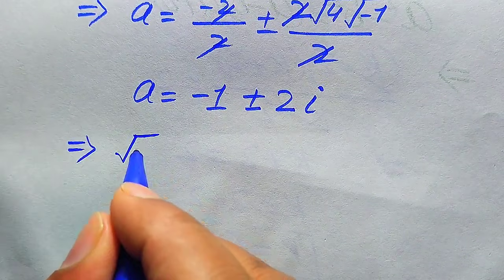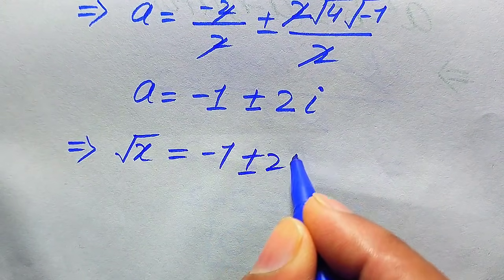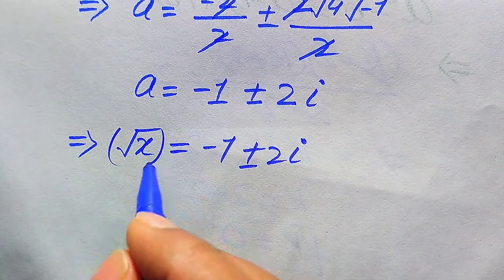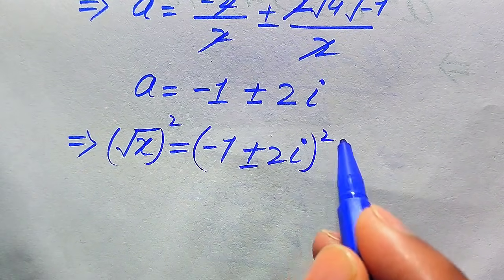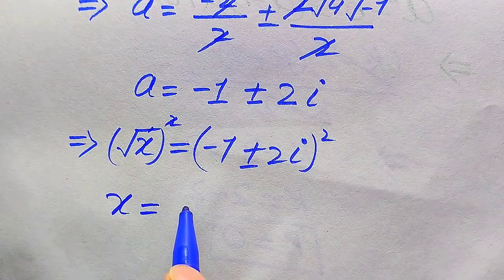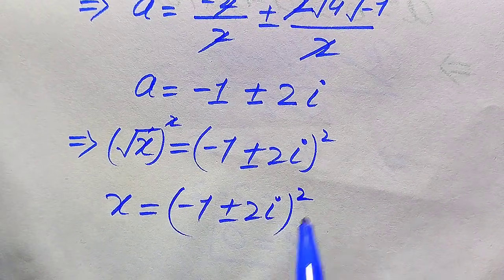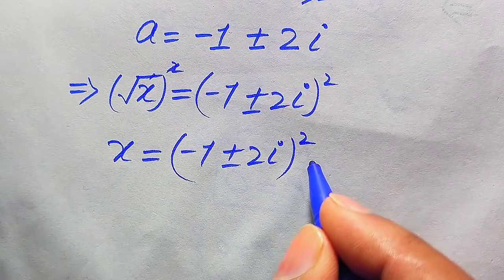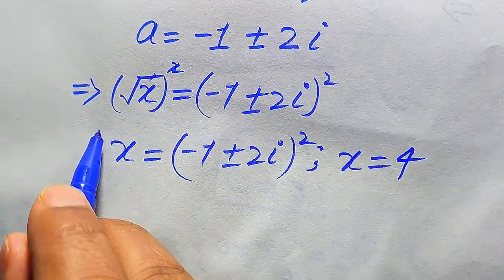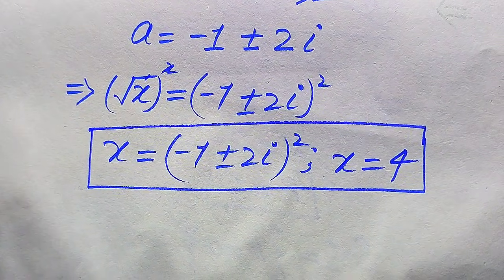So here we again move backward and we substitute the value of a here. We know that the value of a is square root of x, which equals minus 1 plus minus 2 iota. So for the values of x we need to square both sides, and when we apply squaring, the 2 and square root are gone, and we get the value of x equals minus 1 plus minus 2 iota, whole squared. These are the other two complex roots of the given equation, and its third root is x equals 4. So these are the final three roots of the given equation.